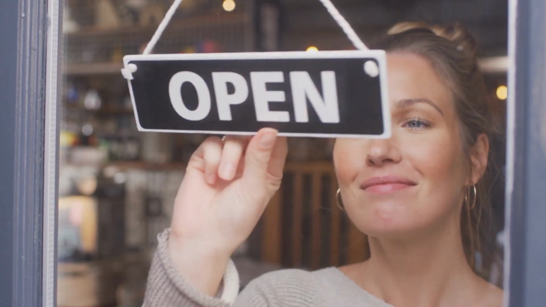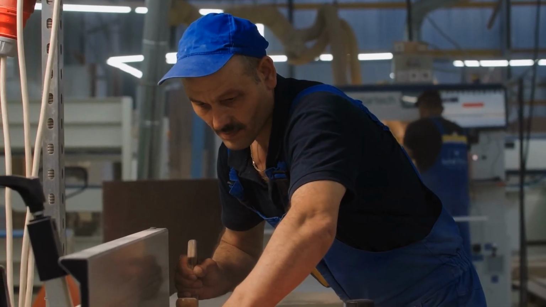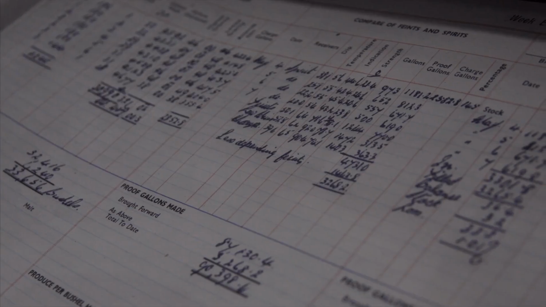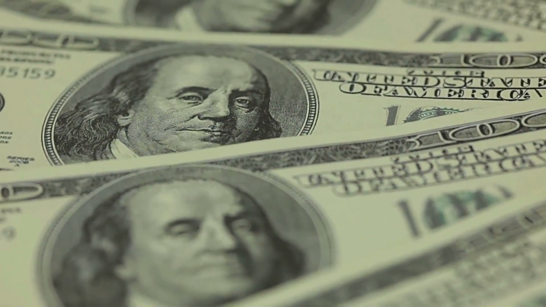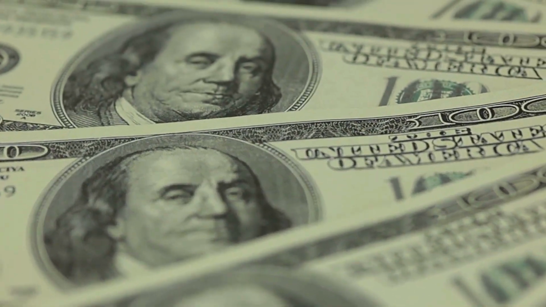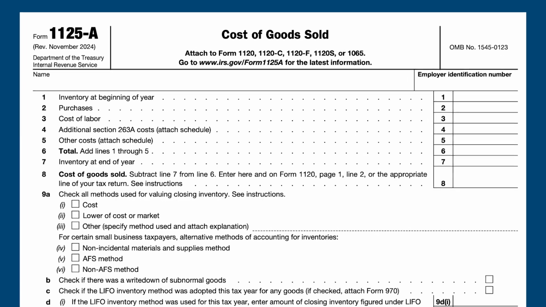If you have a retail or manufacturing business, you need to know how much the items you are reselling or manufacturing cost to make sure you are making a profit on those items. I'm the Tax Geek, and here is cost of goods sold, oversimplified.